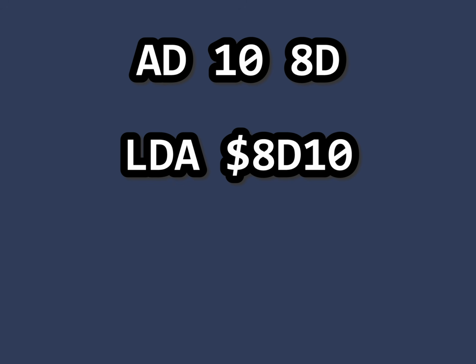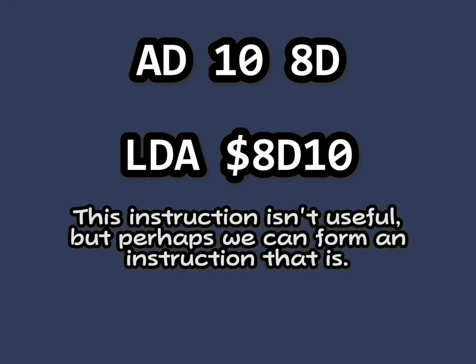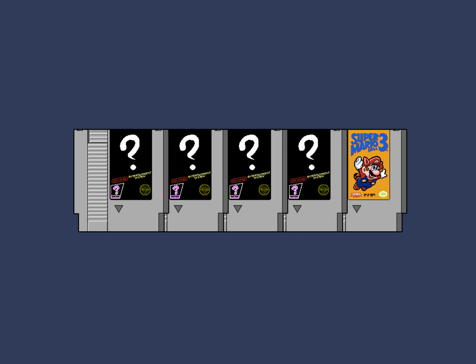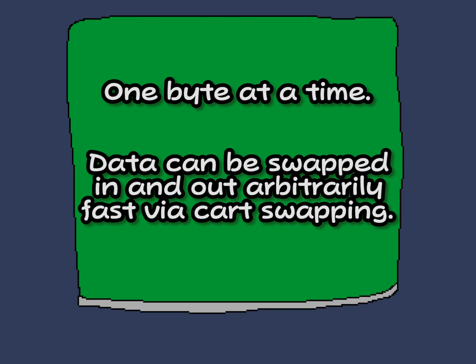That previous example, AD108D, LDA address 8D10, isn't all that useful, but I think it at least explains how this will work. Per the hypothesis, I imagine there's some set of cartridges allowing me to execute code that will take the fewest cycles to beat Mario 3. With this general explanation of how the NES CPU works, you should be able to follow along.